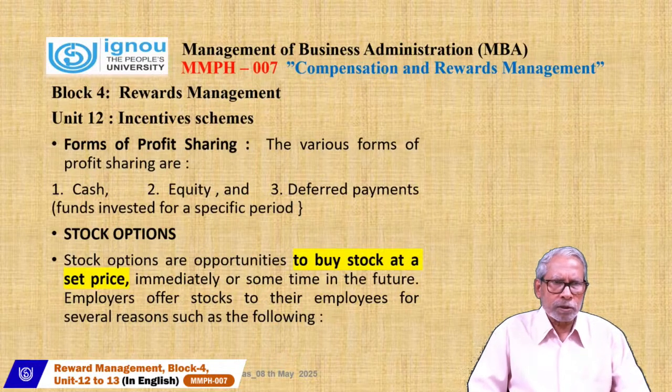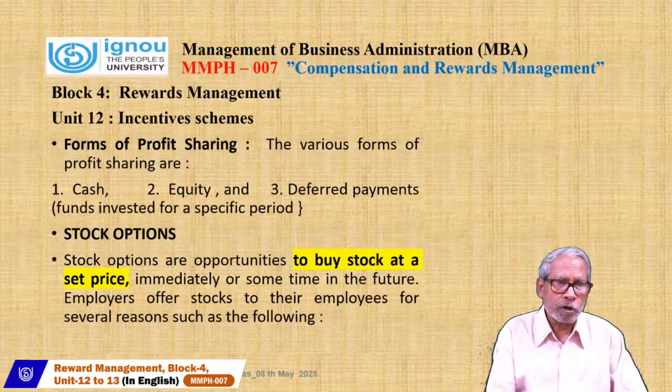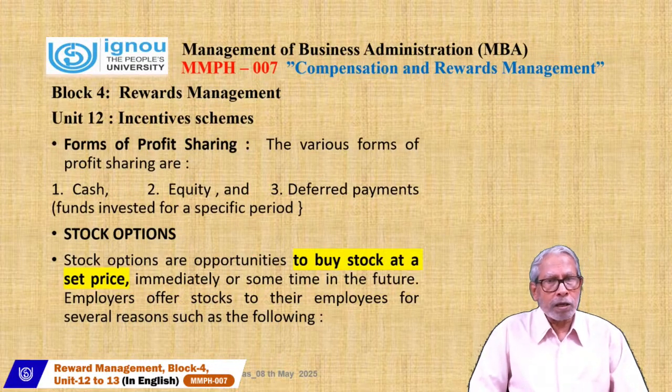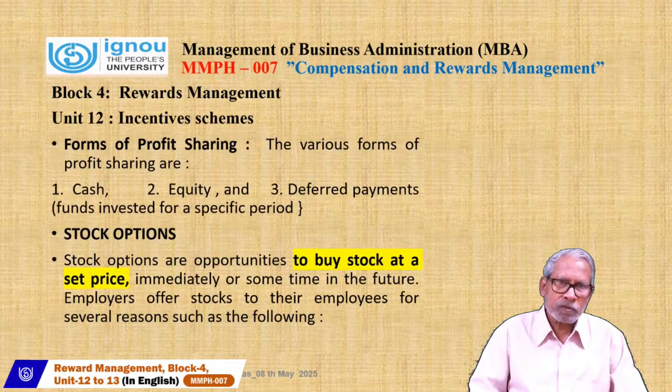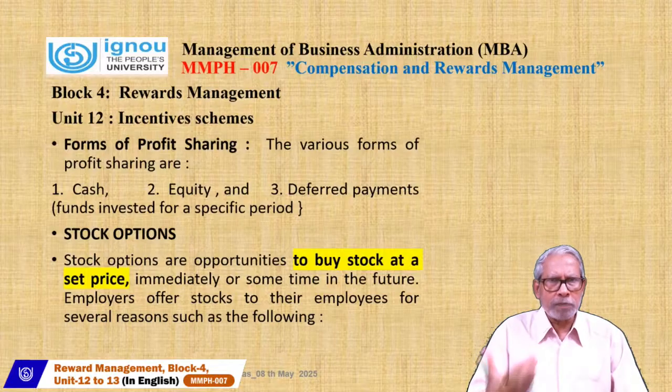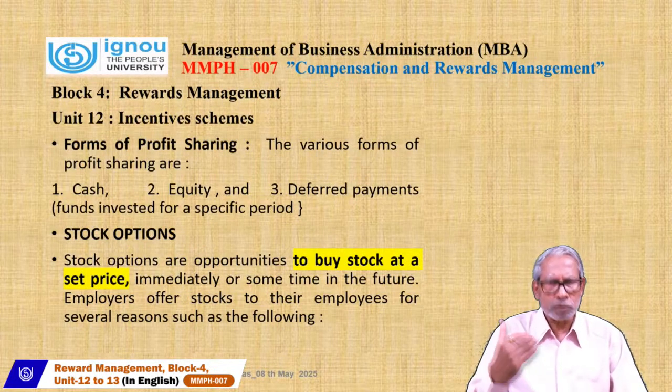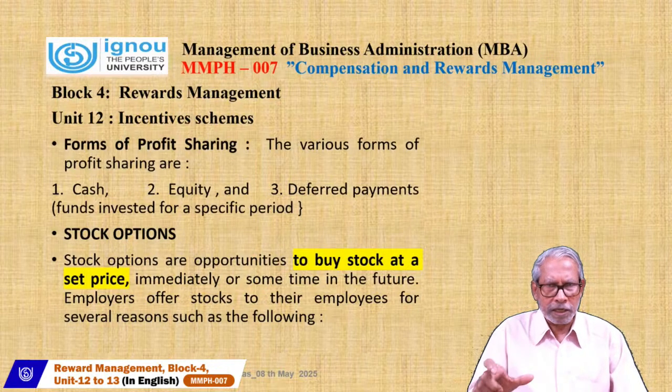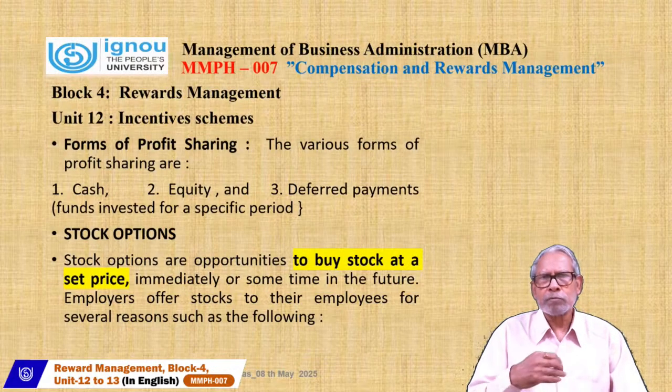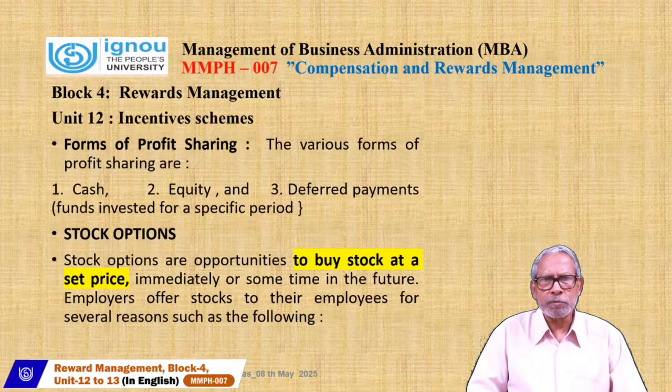Now stock options are opportunities to buy stock at a set price. What is the set price? A range is given, and based on this, you have to buy. Companies sometimes offer the shares to the employees below market levels. Whatever the set price in the market, the company will offer at least some deduction, say 10% or 20% less, and they also have to mention the number of shares. All employees will be eligible for this.